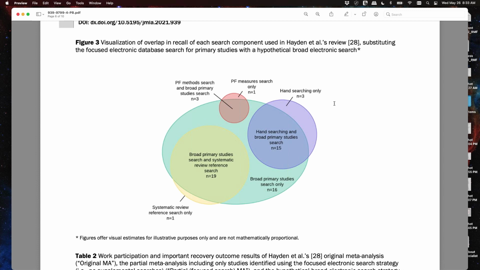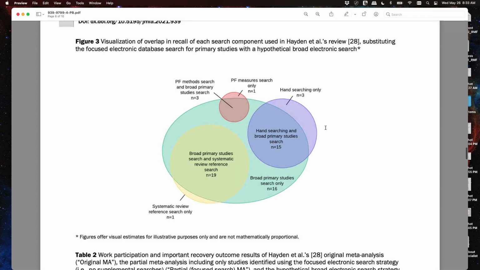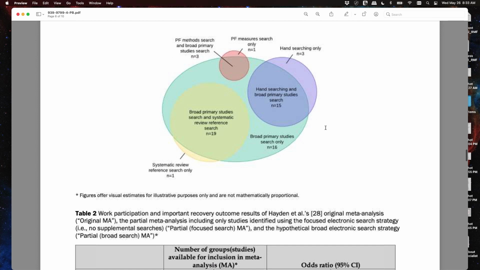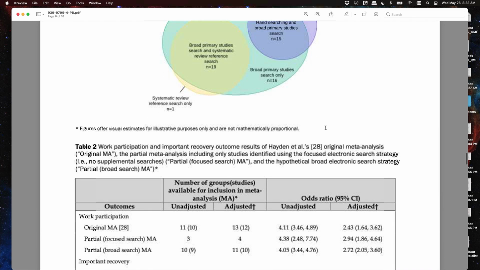But you can also appreciate that in addition to the broad search, hand searching still identified unique studies. The tool search, which is this search they call PF method search here, identified additional studies, and the systematic review reference search only identified additional studies. Still, you can see the broad search is quite sensitive. Okay, I think we'll move on and describe the other 2 search approaches they wanted to test.